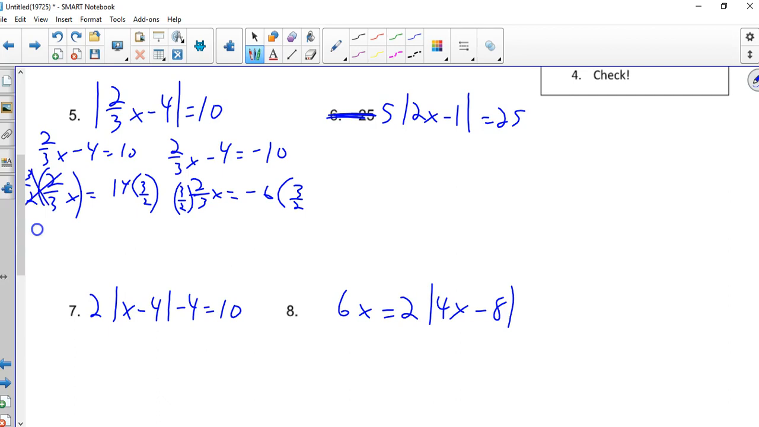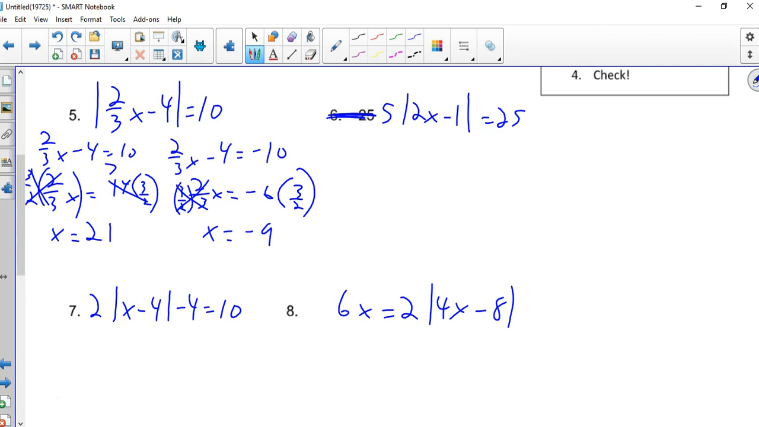That makes the fraction disappear. I end up with x equals, remember, you can do 14 times 3 divided by 2, or you can cancel, get 21. Over here, they cancel. You end up with x equals 6 times 3 is 18, divided by 2 is 9, negative 9. So you can do it either way.